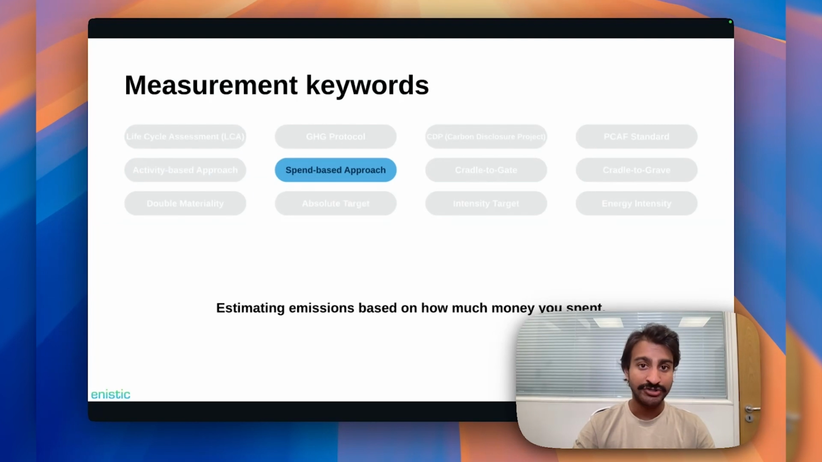The spend-based approach is estimating emissions based on how much money you've spent and applying the relevant emissions factors. Spend-based approaches are easier and faster to implement and is usually a pretty good starting point, especially when detailed activity data is not readily available. But it is less accurate than activity-based data, which is the gold standard.